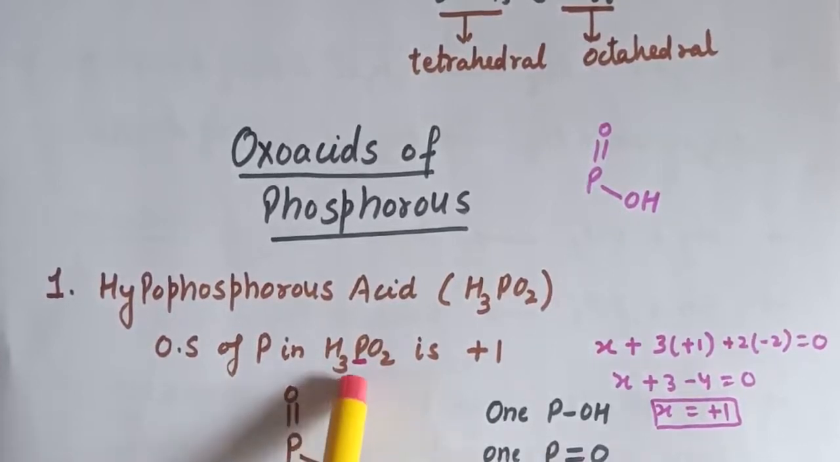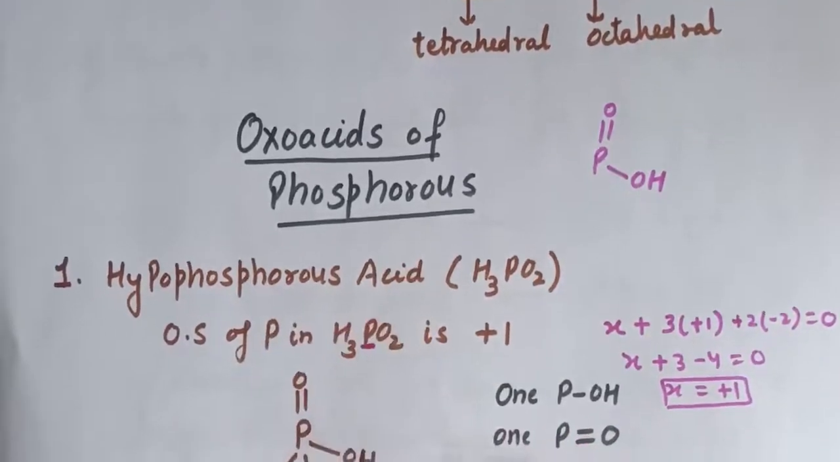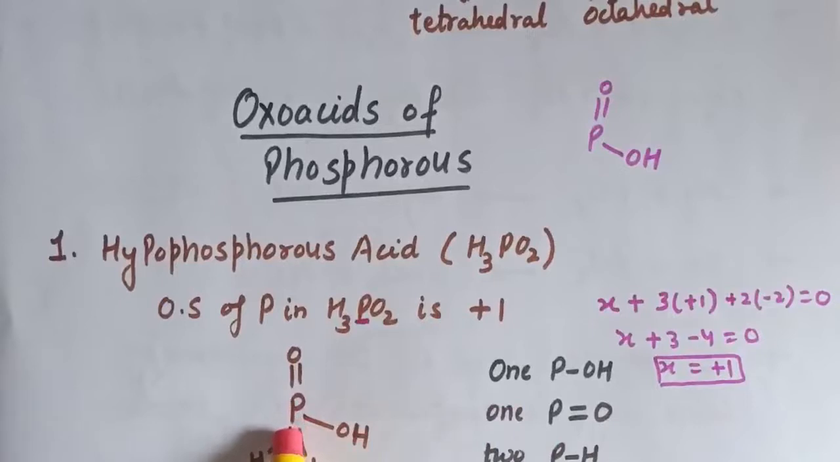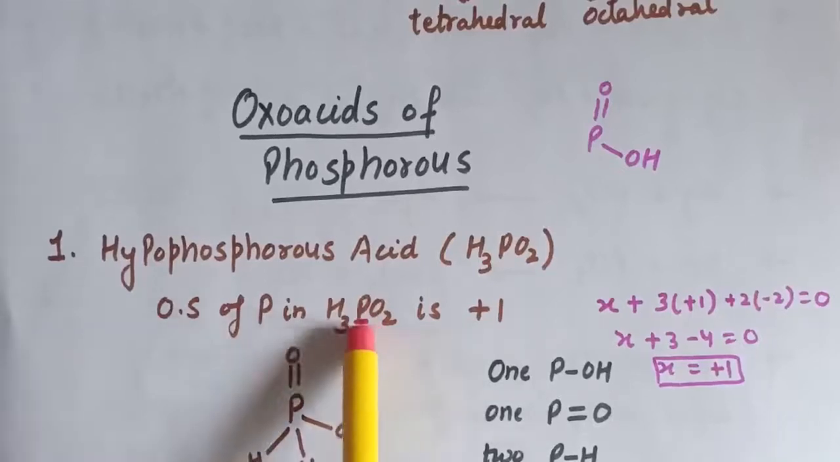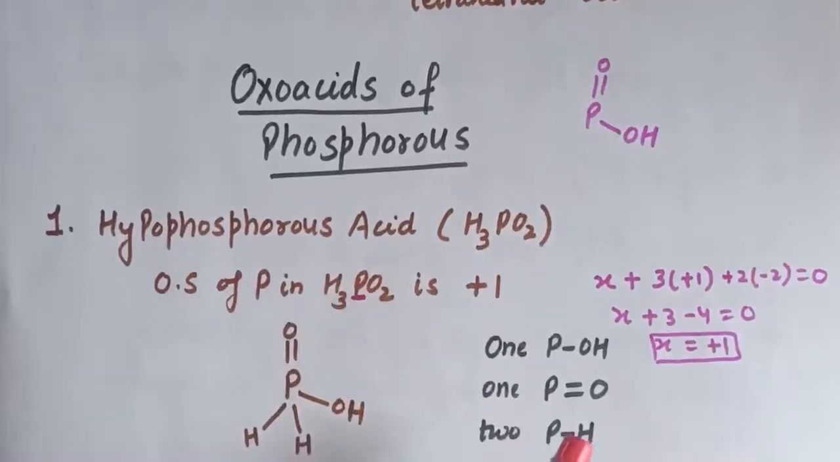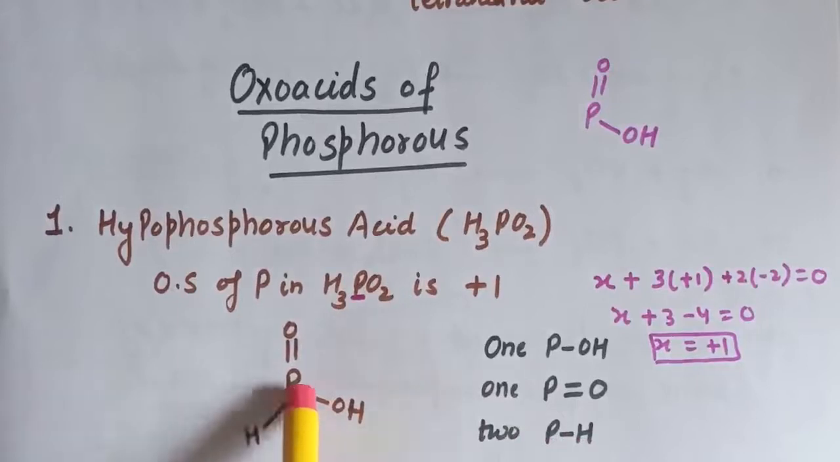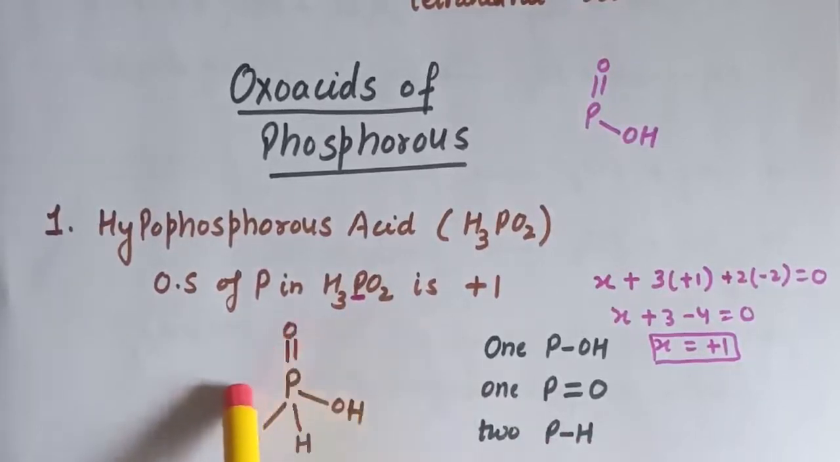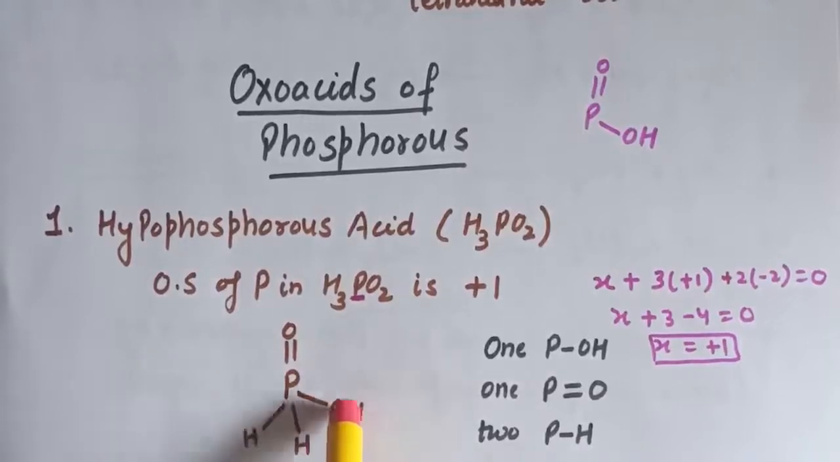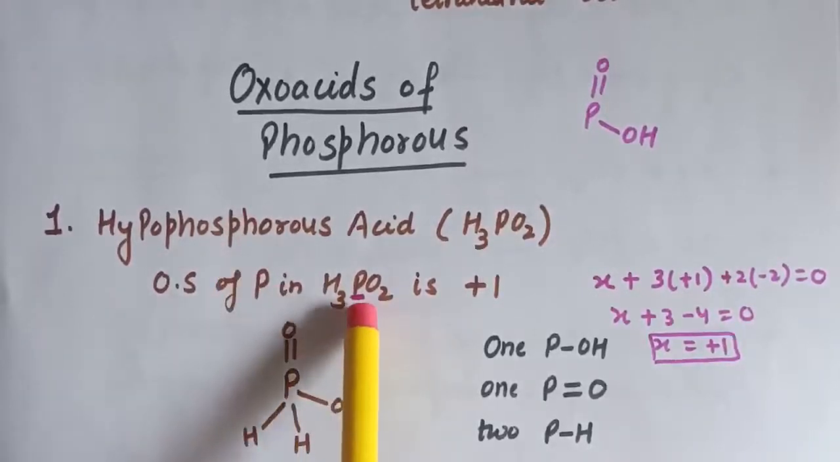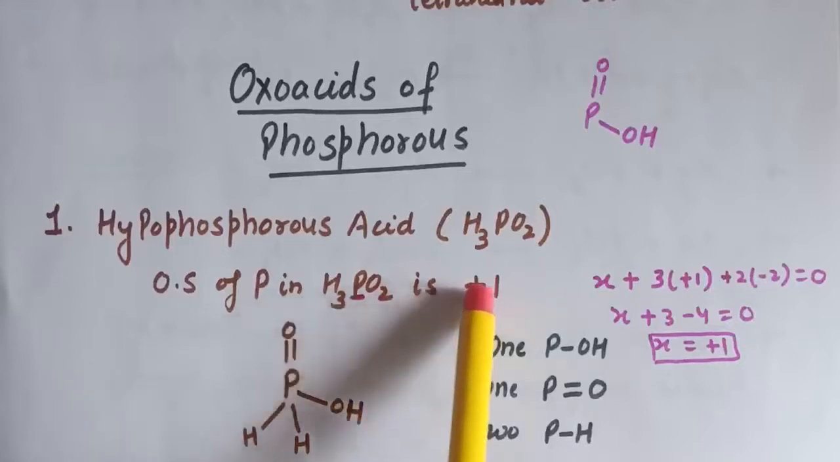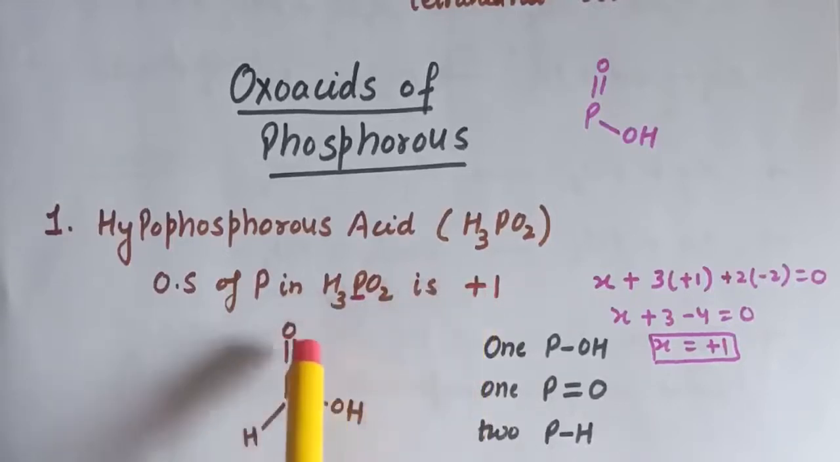Now how will we draw the structure of this oxoacid of phosphorus? First of all, in the center we have phosphorus. Now one double bonded oxygen is attached to this phosphorus and one OH group. Now here we are left with 2 hydrogen. So these 2 hydrogen will form single bonds with phosphorus. So this is the structure of H3PO2, that is hypophosphorous acid, and the oxidation number of phosphorus in H3PO2 is +1 and the structure is tetrahedral.